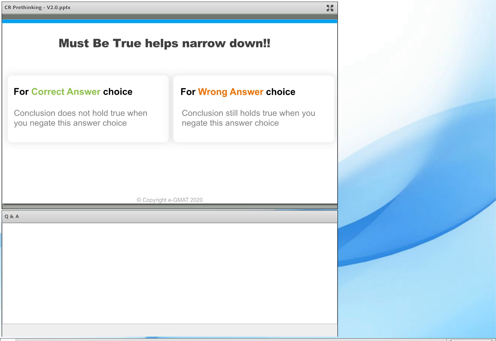Okay. So just to summarize, must be true helps you narrow down. For the correct answer choice, the conclusion will break down when you negate that answer choice. For the incorrect answer choice, the conclusion will continue to hold true in the presence of the negated version of that answer choice.